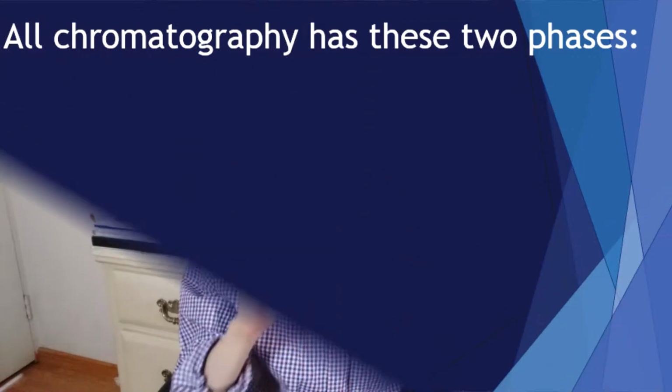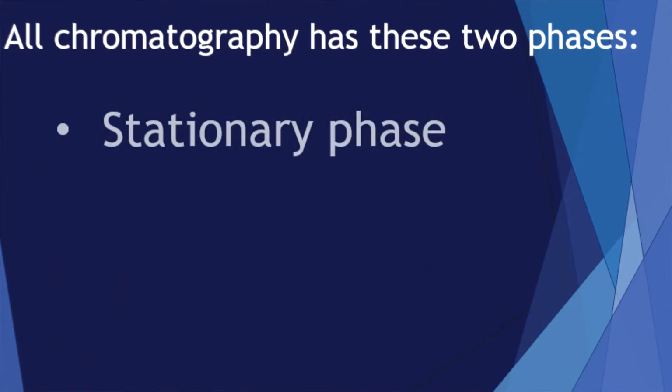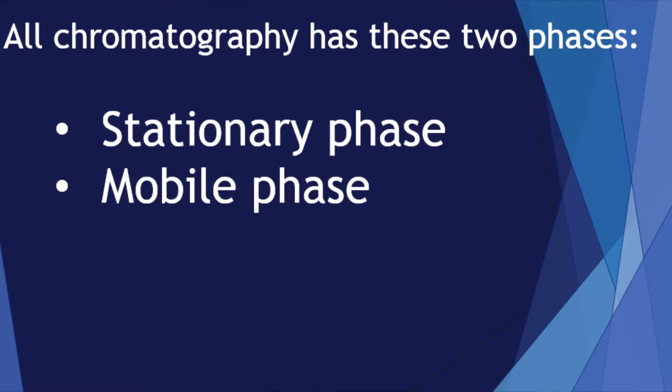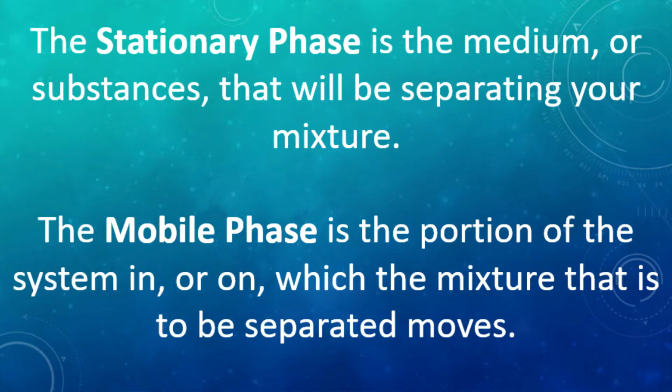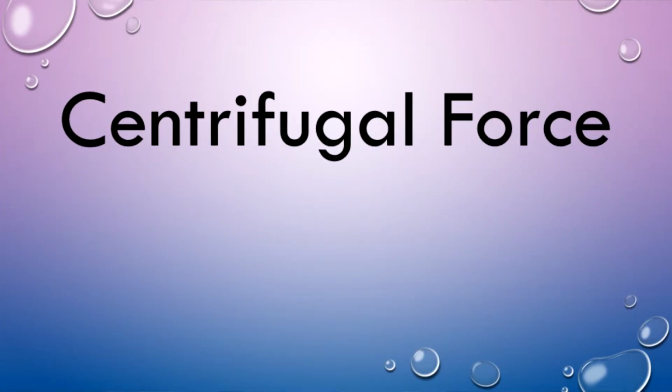Okay, now every single type of chromatography has two phases, a stationary phase and a mobile phase. The stationary phase is the medium or substance that will be separating your mixture. The mobile phase, on the other hand, is the portion of the system in or on which the mixture that is to be separated moves. Hence, mobile phase.